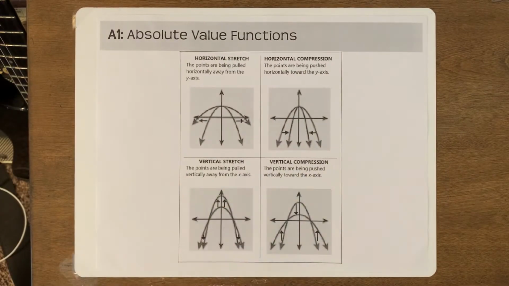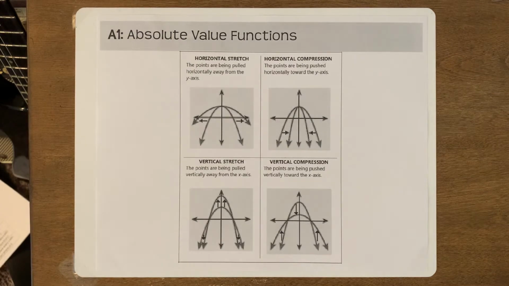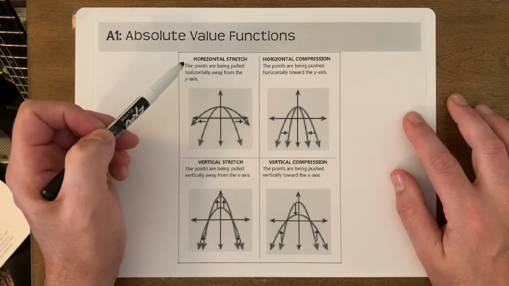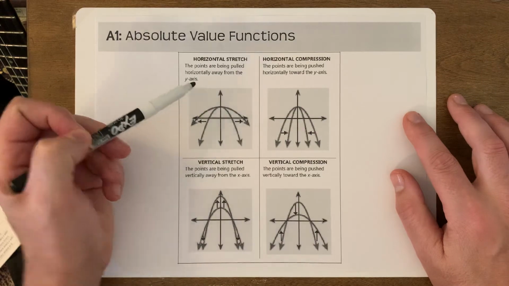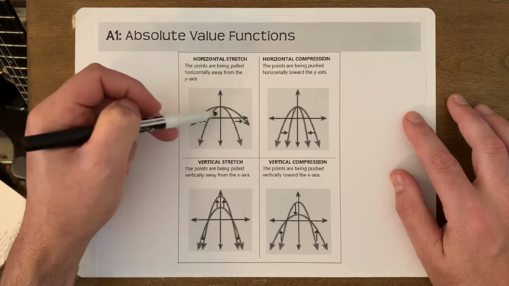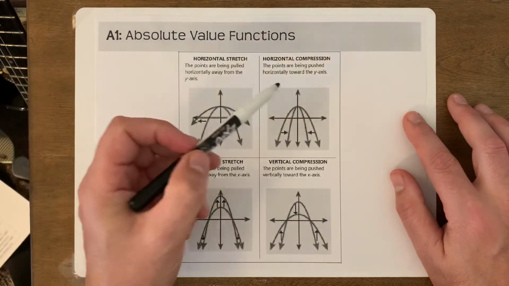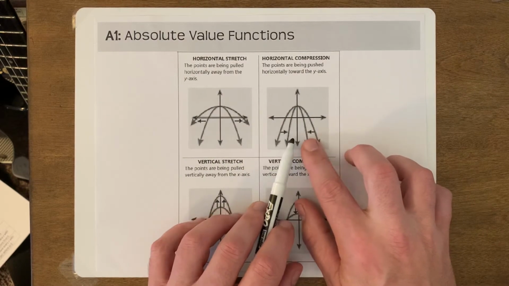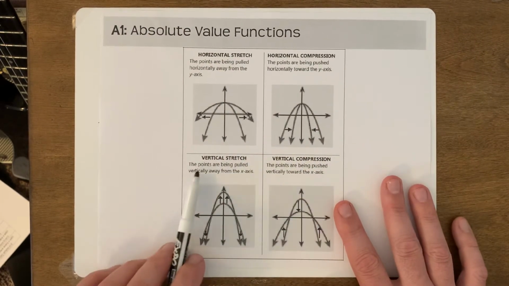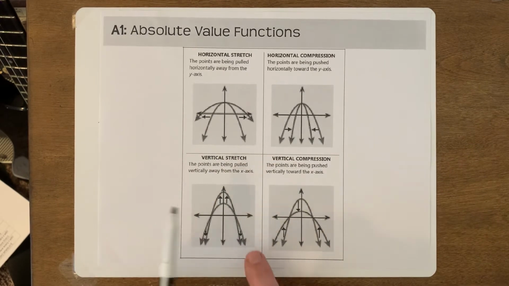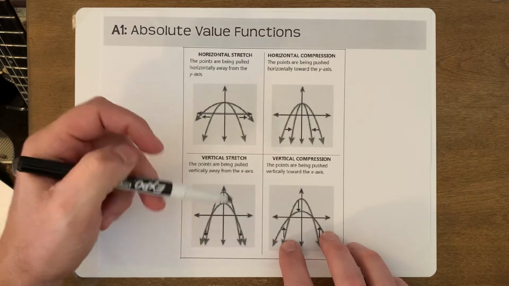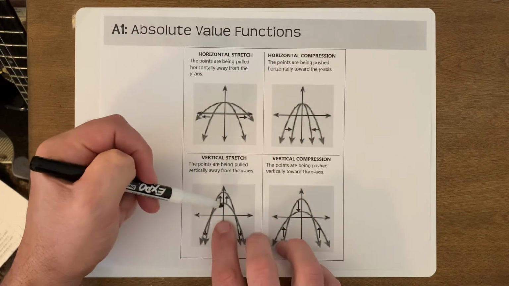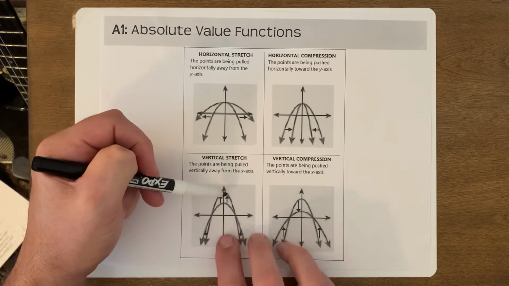And so I have this other little handy graphic organizer that I use for absolute value when I start and then go on to quadratics. A horizontal stretch, the points are being pulled horizontally away from the y-axis, and you can clearly see that happening. It goes from here to here, so it widens. A horizontal compression, the points are being pushed horizontally toward the y-axis, and so it's being compressed towards the y-axis. For a vertical stretch, the points are being pulled vertically away from the x-axis. So we see this function here being pulled, and it's being stretched in a vertical direction. So when it's stretched vertically, it's not being stretched from the y-axis, it's being stretched from the x-axis.